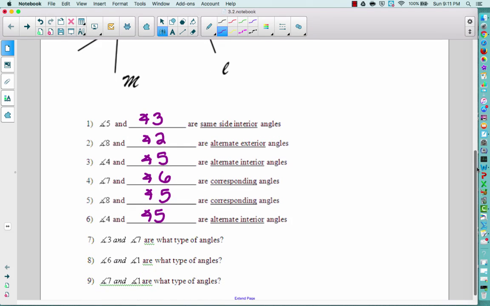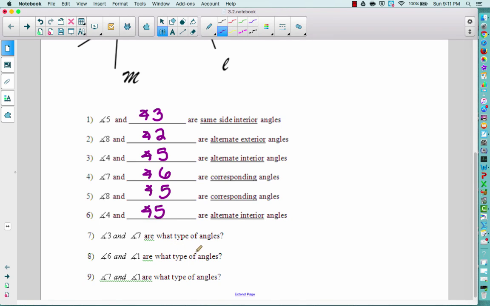All right, so let's look at the next 3. Angle 3 and angle 7, so they are in the interior of the two lines and on opposite or alternate sides of the transversal, so those are alternate interior angles. All right, 6 and 1. Well, 6 and 1 are on the outside, so on the exterior of the two lines, on opposite or alternate sides of the transversal, so those are alternate exterior angles.